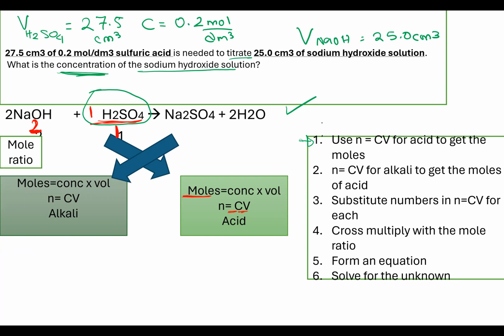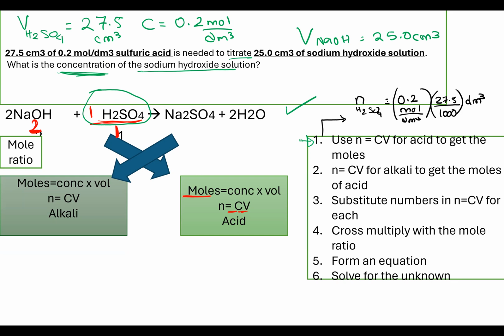So if we were to calculate this, that would mean n for the acid, H2SO4, is equal to 0.2 mole per decimeter cubed. And you write it next to it, or underneath it, sorry, if you don't have space. And next to it, you will add 27.5 over 1,000, because you're going to divide to make it in decimeter cubed. And that's how you get the moles of your acid, and you can work that out on the calculator, but just be careful of your significant figures. Always go for the minimum.